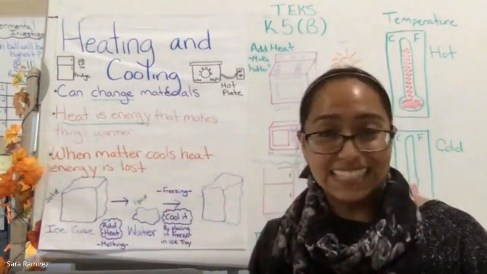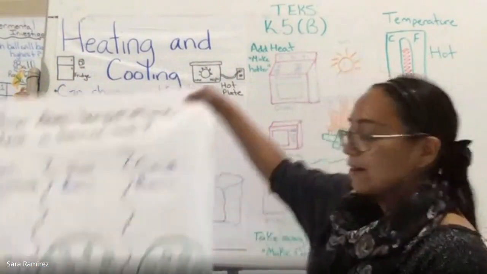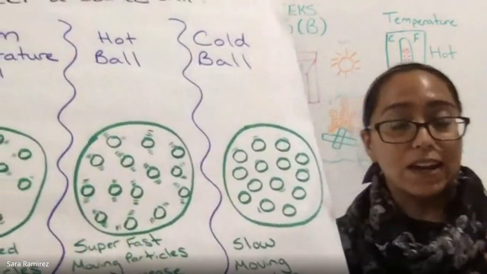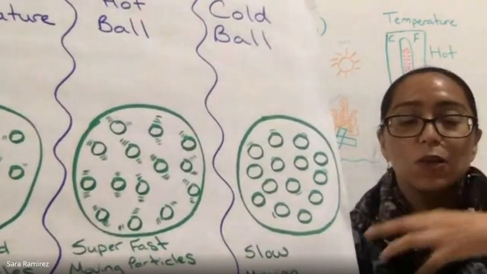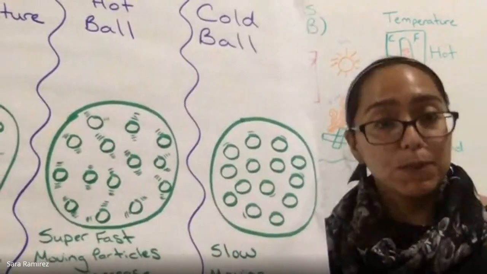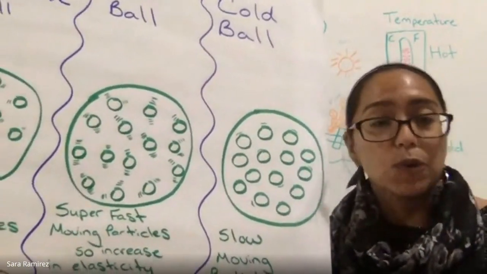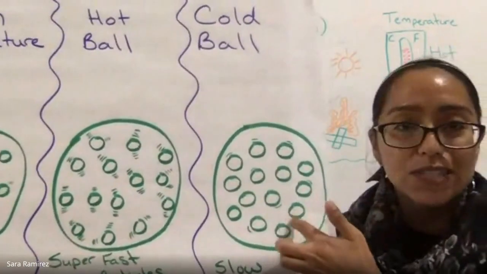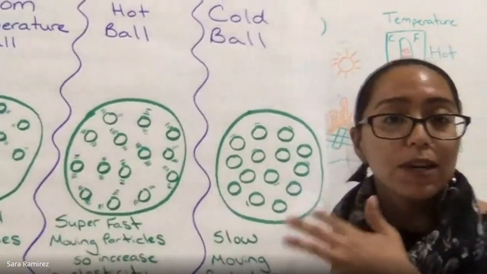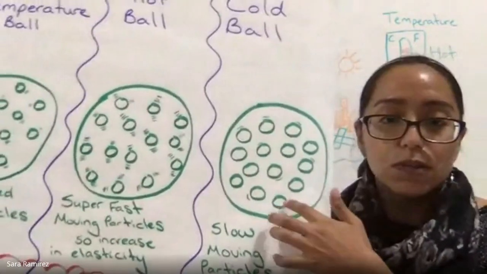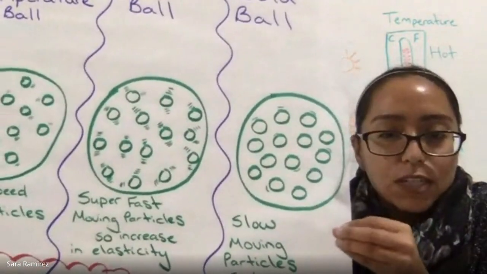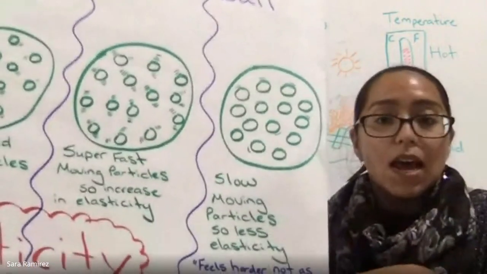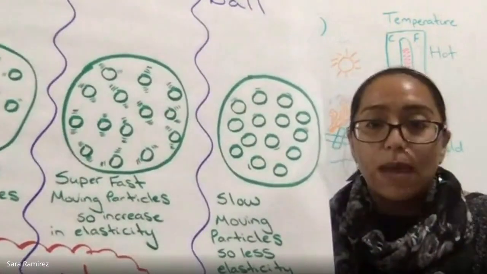So why exactly was that cold ball not able to bounce? Well, it all has to do with particles. All matter is made out of small little particles. With temperature, the particles either slow down or they move really fast. So in the case of our cold bouncy ball, when I put it in the freezer, the particles inside it froze. They got really slow moving, and there's not a lot of energy in it. So when I dropped it, it didn't have a lot of energy to bounce back up.